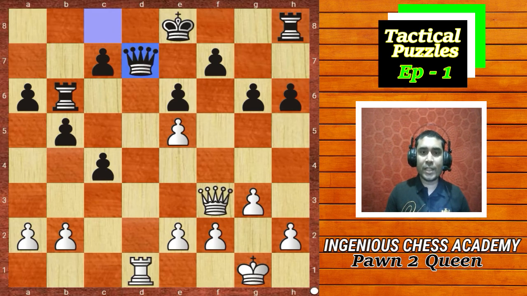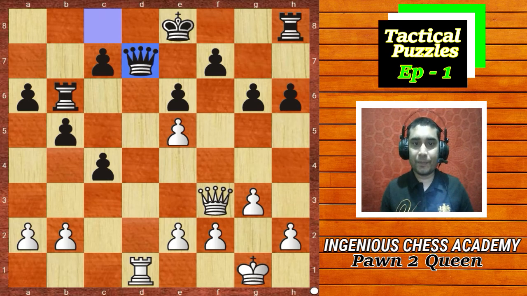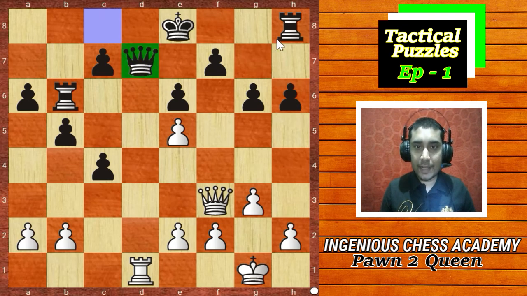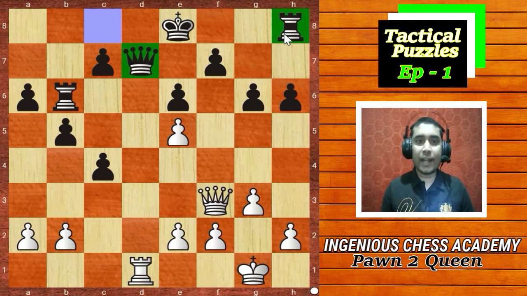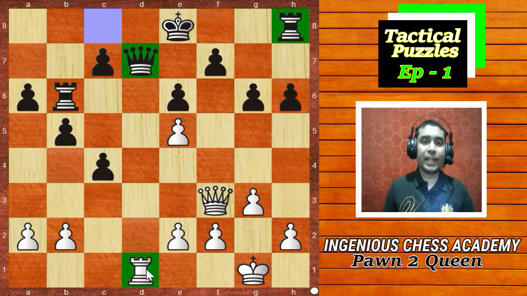Here, how many points as material did you win? Let's see. You have taken your opponent's rook and queen, 14 points, and you gave your rook, 5 points. So you are completely winning 9 points extra.